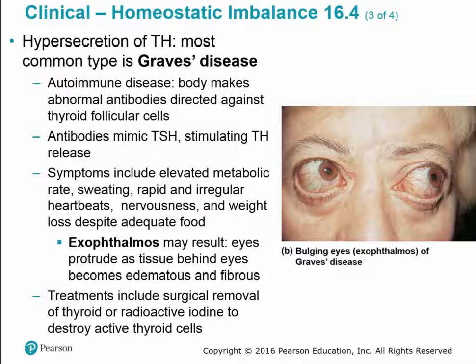So some symptoms include elevated metabolic rate, sweating, rapid irregular heart beats, nervousness, weight loss despite eating enough food. One of the most hallmark symptoms of Graves' disease, though, is the bulging eyes. Right, so this is due to as fluid builds up behind the eyes, they start to protrude forward. So treatments for Graves' disease include things like surgical removal of the thyroid or adding radioactive iodine atoms to destroy those affected thyroid cells.